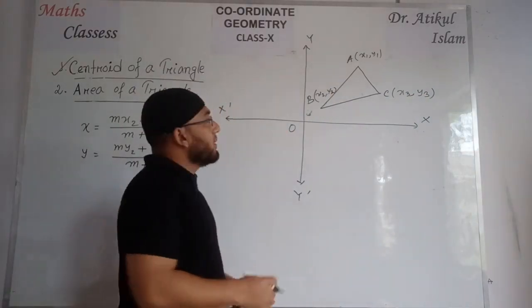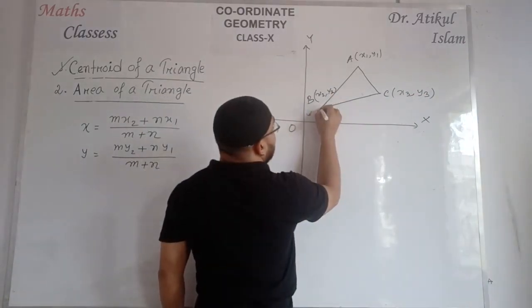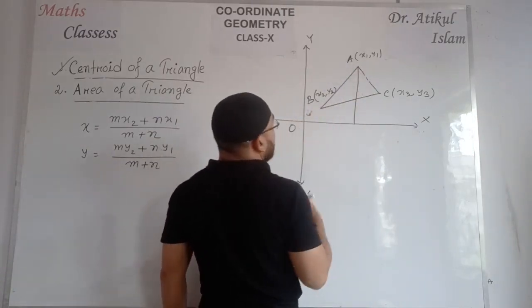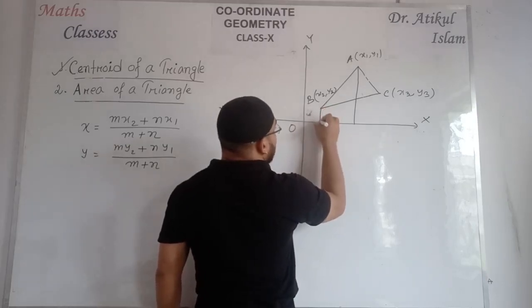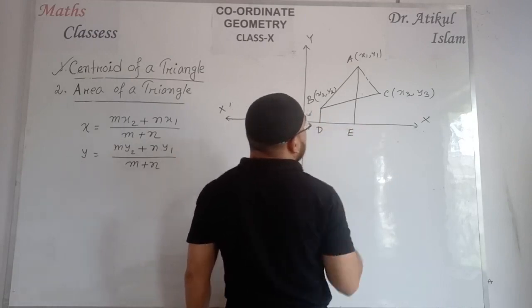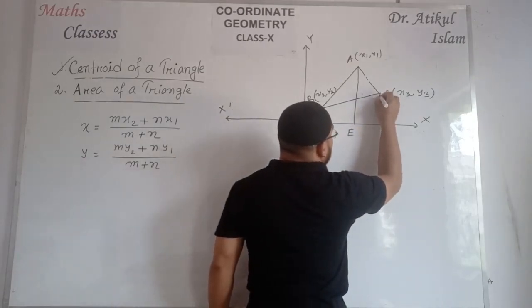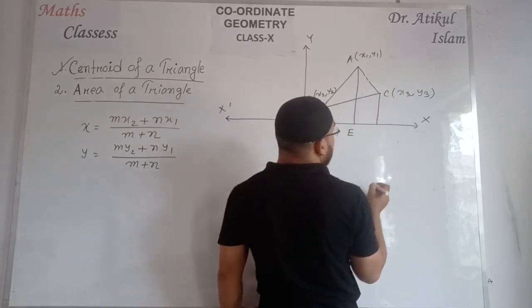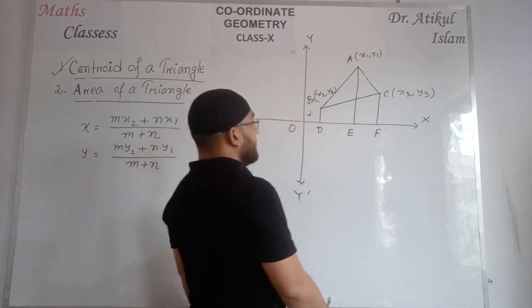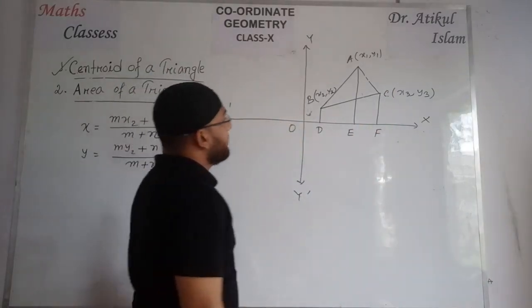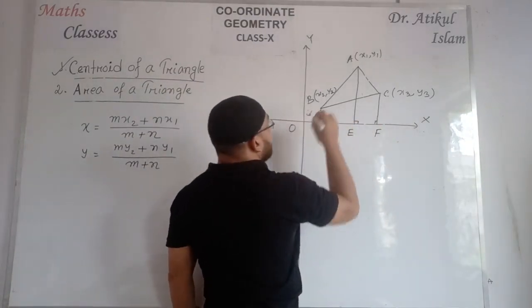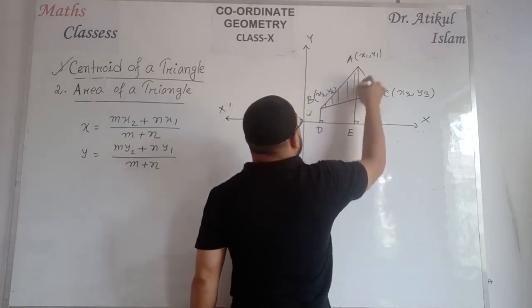First we will draw a perpendicular line from A to the x-axis, from B another perpendicular line, and draw another perpendicular line from C to the x-axis. Say these are D, E, F. Now, since these are all perpendiculars, your required area is this one.